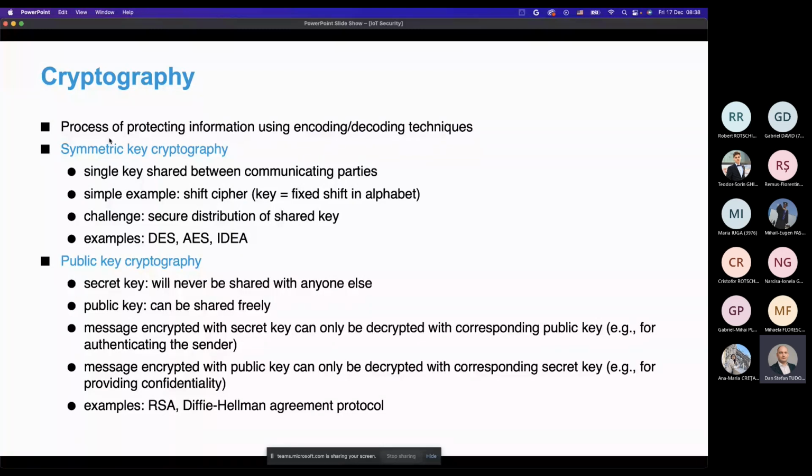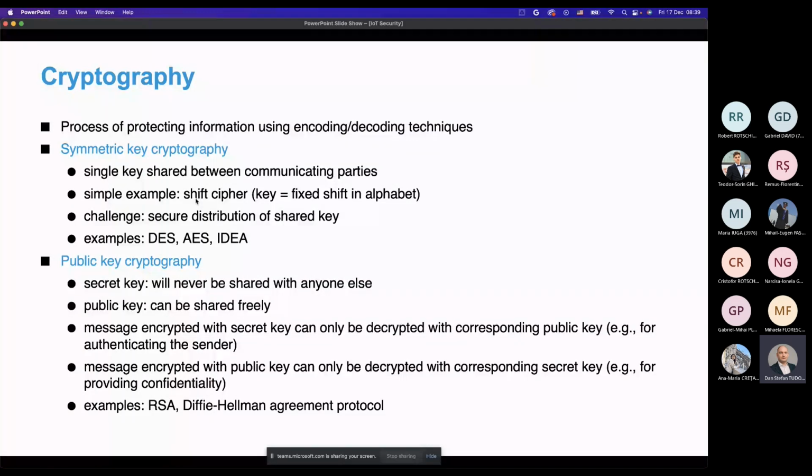And it can be a very simple shift cipher or Caesar cipher, as it's called. So you have a key which is a fixed shift in the alphabet. For example, you shift the letter A by, I don't know, maybe 2 positions to the right. So A becomes C, C becomes E, and so on. So you encode the message by this. And as long as the receiver also knows that the messages it receives have been shifted by a certain position, then it can do the reverse operation and recover the original message.